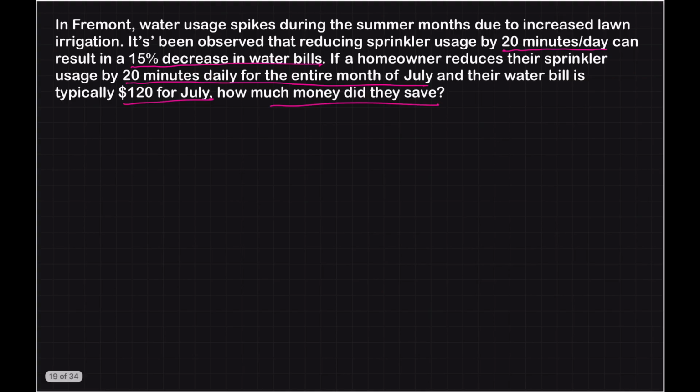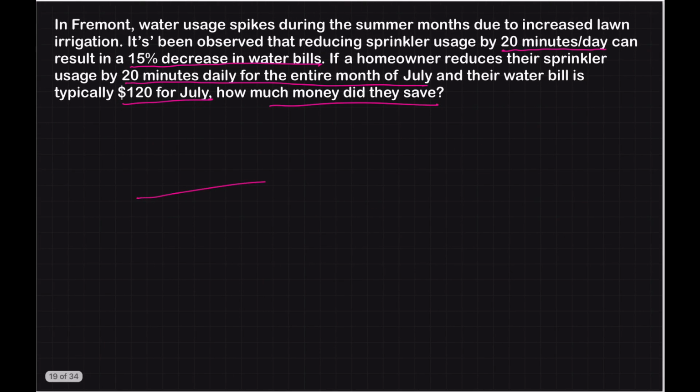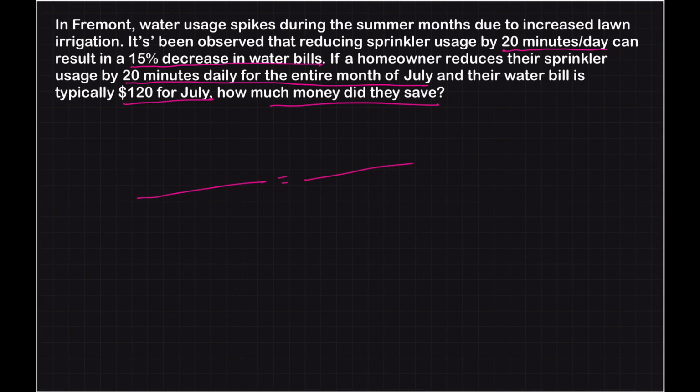Okay, so this is one of those similar problems where you're doing one of these. We're saying that their bill was typically $120 for July. And so we're expecting it to be only 85% of that, because 100 minus 15 is going to be 85. Okay, so we're looking for their new July bill, and then we can figure out what they saved.